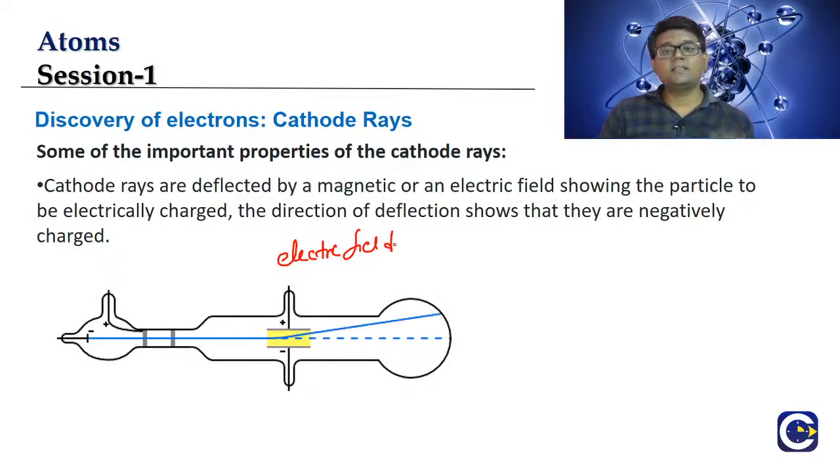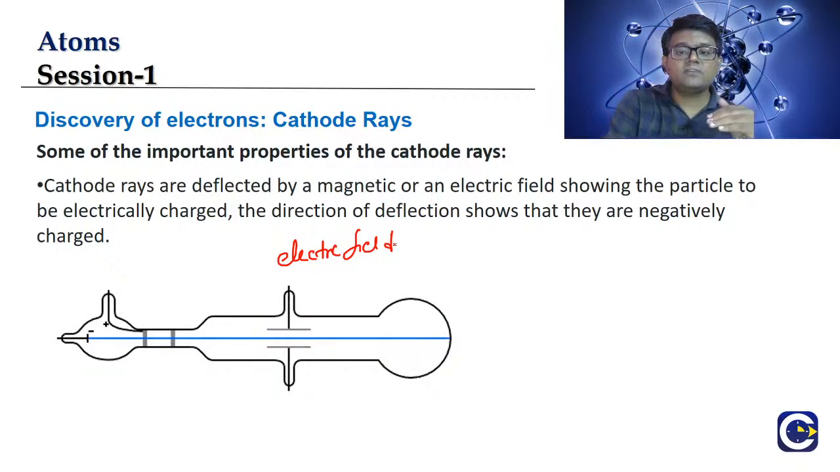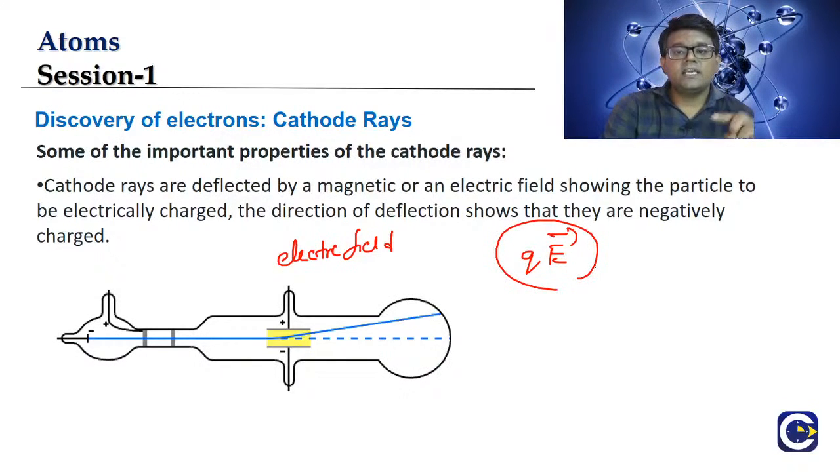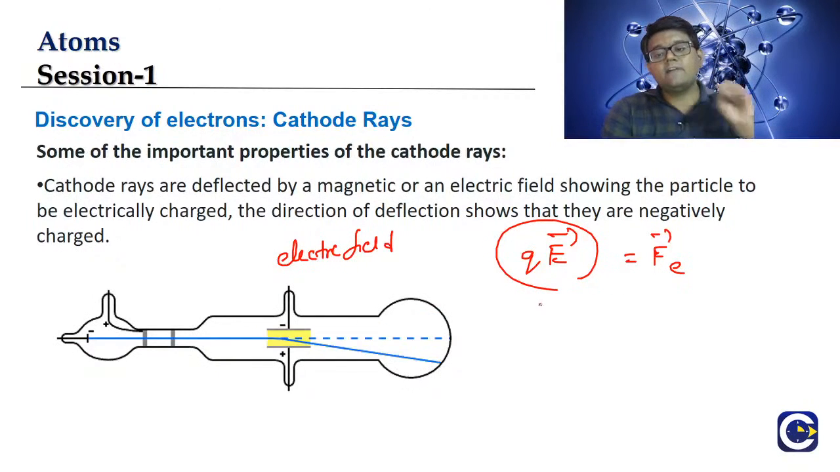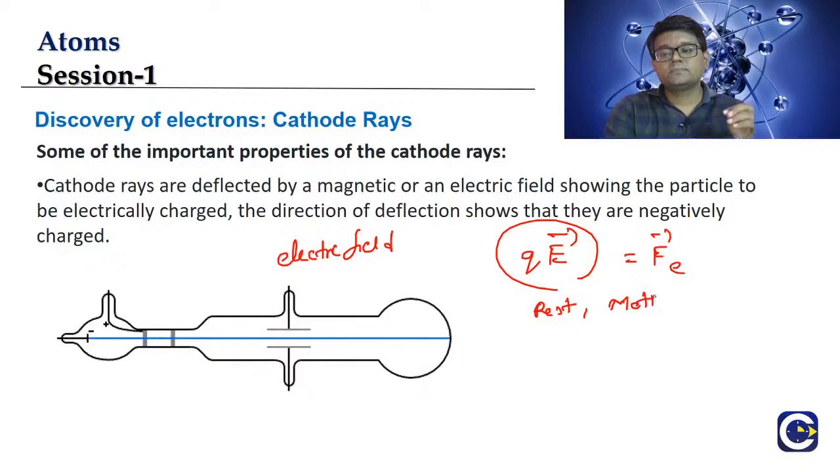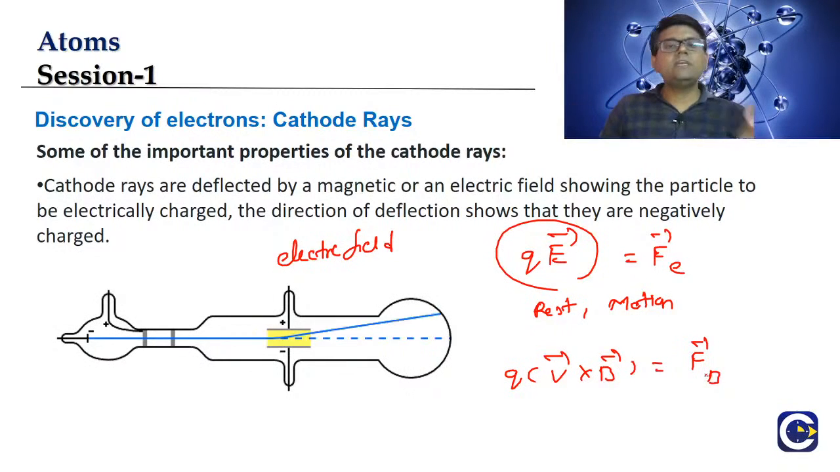So generally we know that for a charged particle Q in an electric field E, what will be the force acting on the charged particle? Q into E. So a charged particle, whether it is at rest or in motion, will experience force because of the electric field. But only a charged particle in motion can experience force because of the magnetic field. Only the moving charges can experience force because of the magnetic field. So this was verified, and it is now established that these cathode rays are actually negatively charged particles.